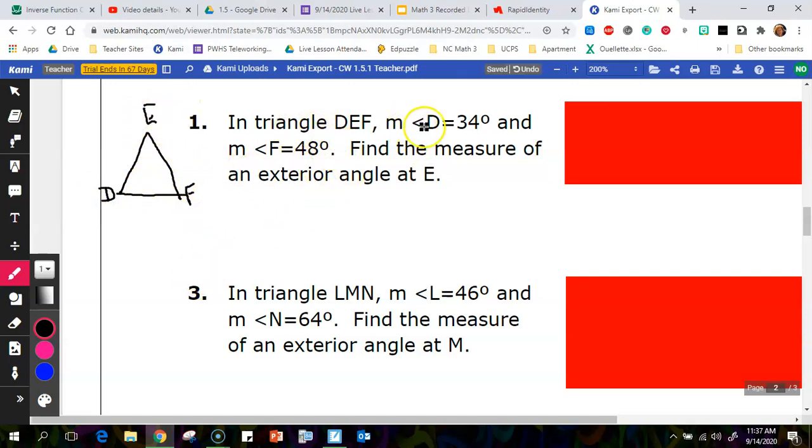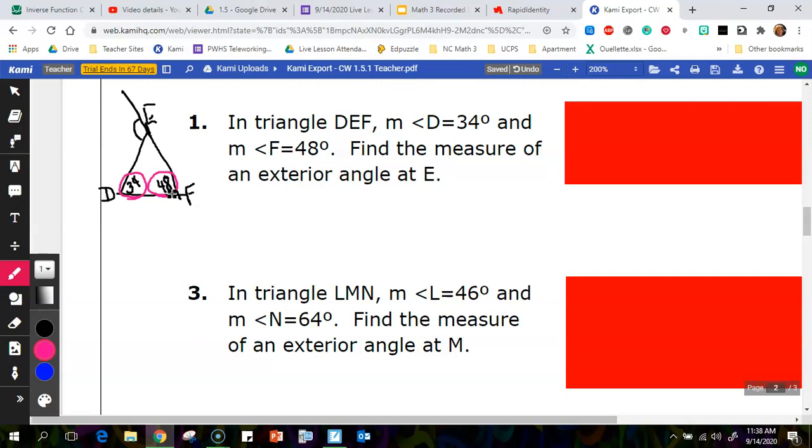Okay, triangle DEF, the measure of angle D is 34 degrees. So this one's 34. Angle F is 48 degrees. And then they're asking about an exterior angle at E. So what they're asking about is, if I extend this line right here, they're asking about this angle right here. And if you remember from our notes, the exterior angle equals, so this angle right here equals this one and this one added together. That's all you have to do right there. So 34 plus 48, and we'll grab my calculator just to make sure.